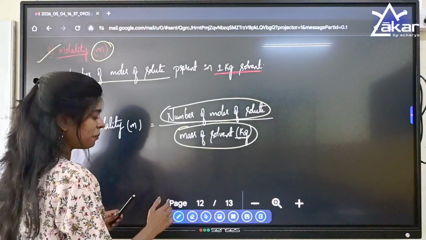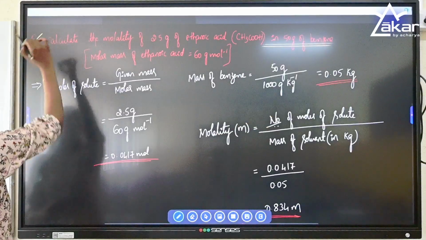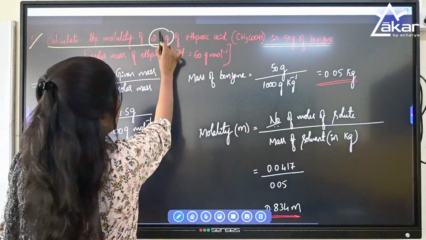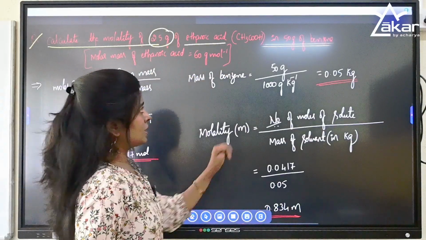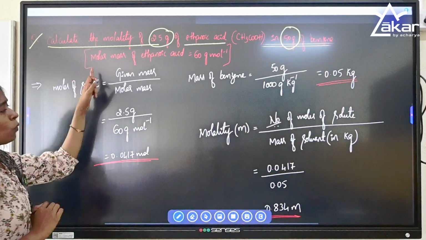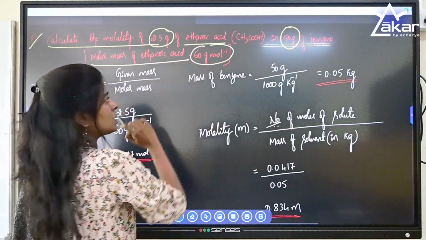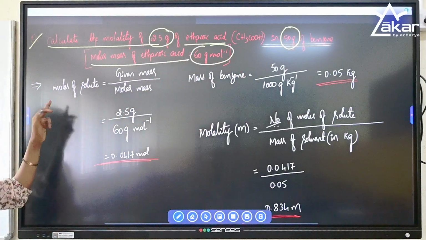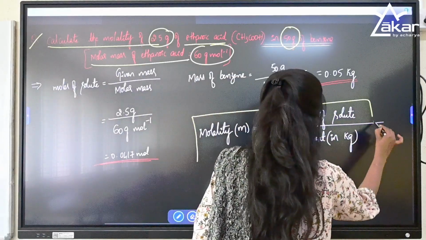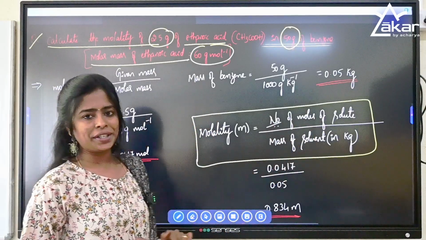So now let us take up one problem to understand this in detail. This is the problem which is based on molality. Calculate the molality of 25 grams of ethanoic acid in 50 grams of benzene. What is the data that they have given? Molar mass of ethanoic acid is 60 grams per mole. So we know the formula to calculate molality. Write down the formula first. Molality is nothing but number of moles of solute divided by mass of solvent in kg.